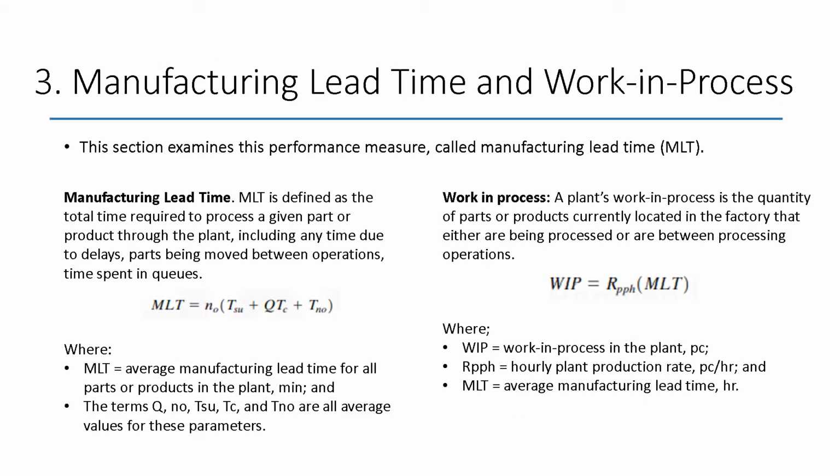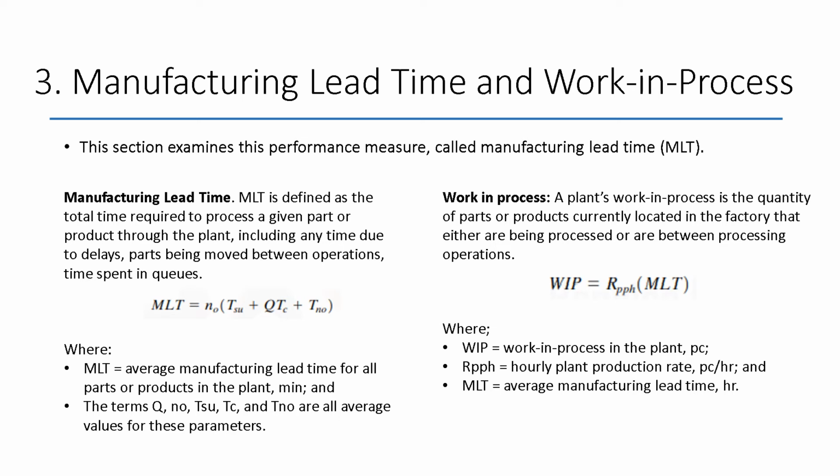Manufacturing lead time and work in process. This section examines the performance measure called manufacturing lead time. Manufacturing lead time is defined as the total time required to process a given part or product through the plant, including any time due to delay, parts being moved between operations, and time spent in queues.